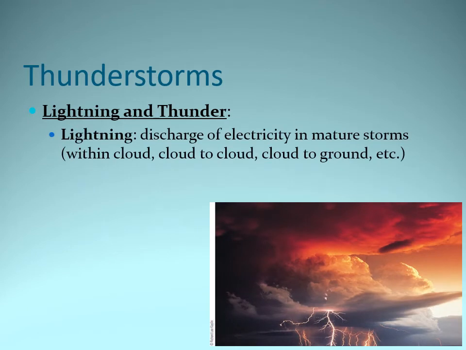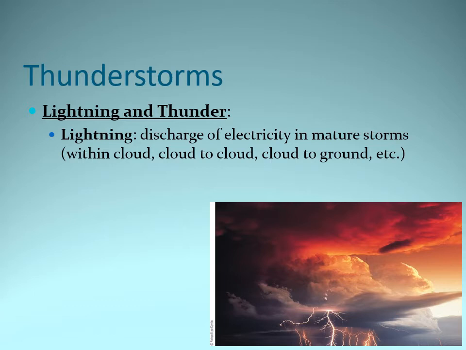So basically, lightning is just a discharge of static electricity. It's just a huge version of when you get zapped as you're walking across, let's say, a carpeted room when it's dry outside and you touch something that's metal. So it's a discharge of electricity.